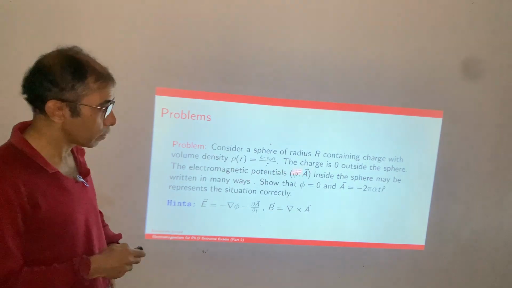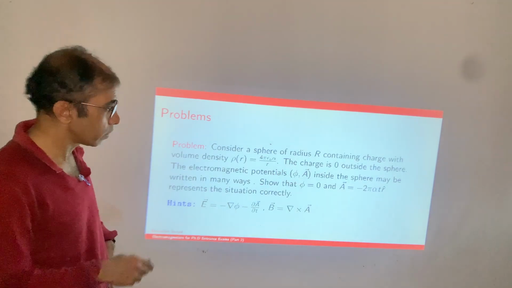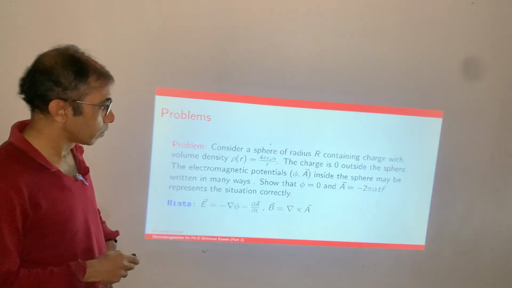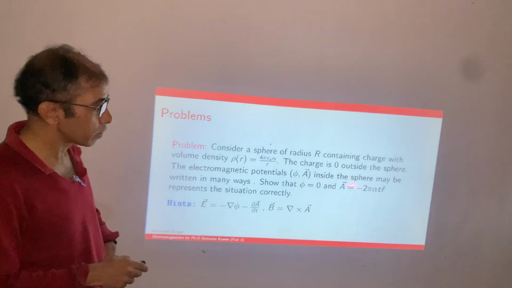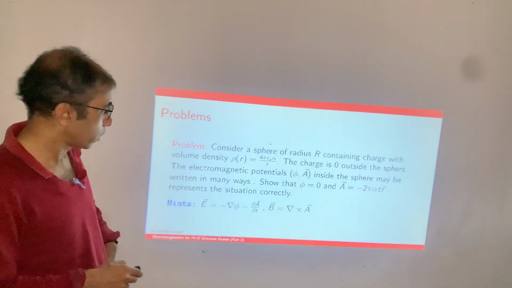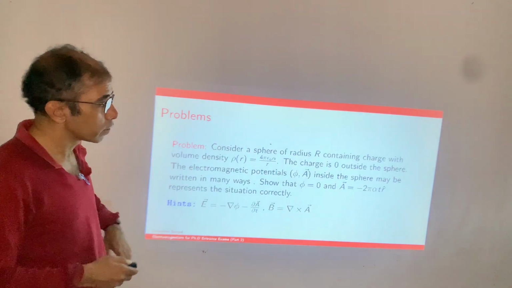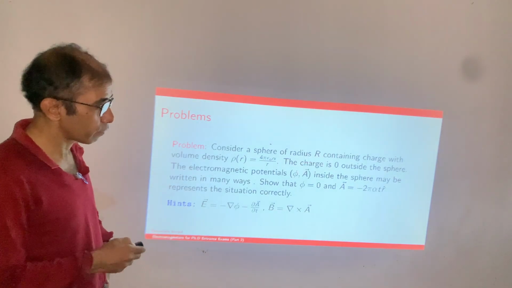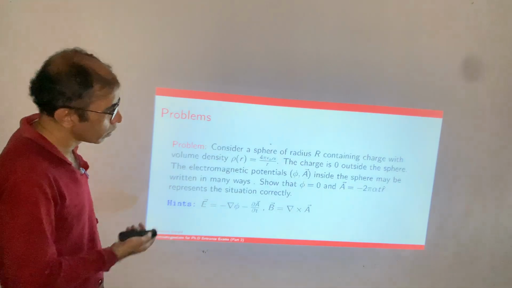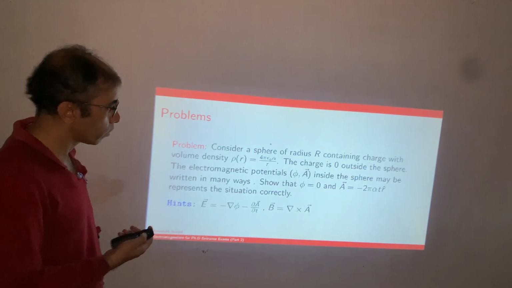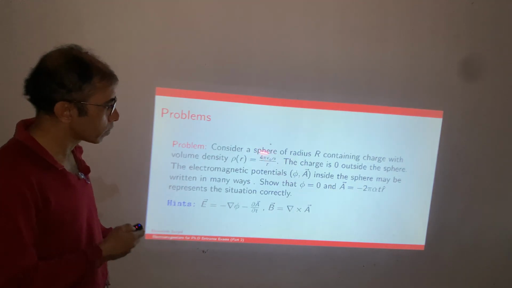We have written it in many ways. We know that this is the gauge field, phi and A. Show that phi equal to 0 and A equal to 2 alpha t r represents the distribution correctly. So what we have to find out is the electric field and magnetic field for this problem. The electric field can be found using Gauss's law.